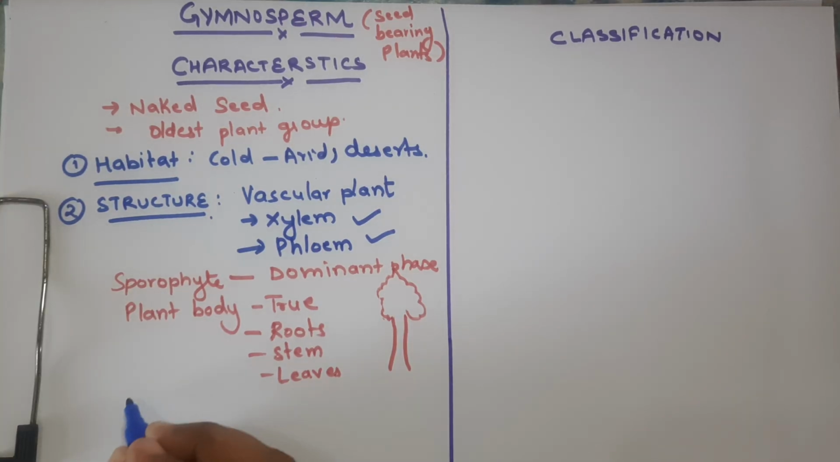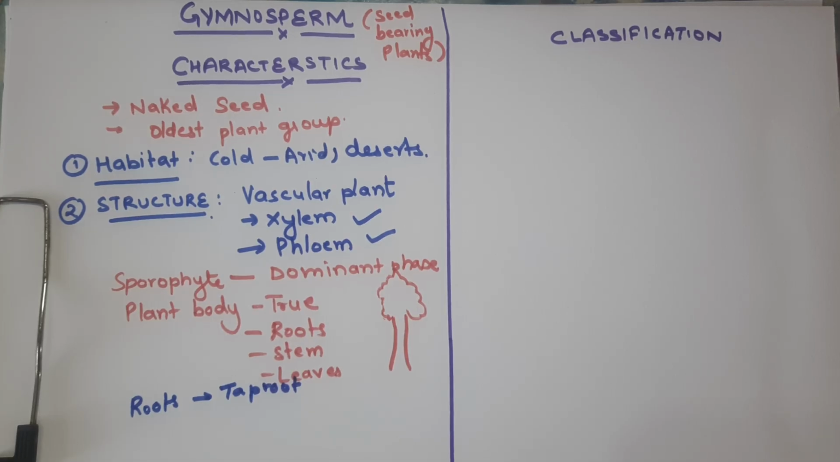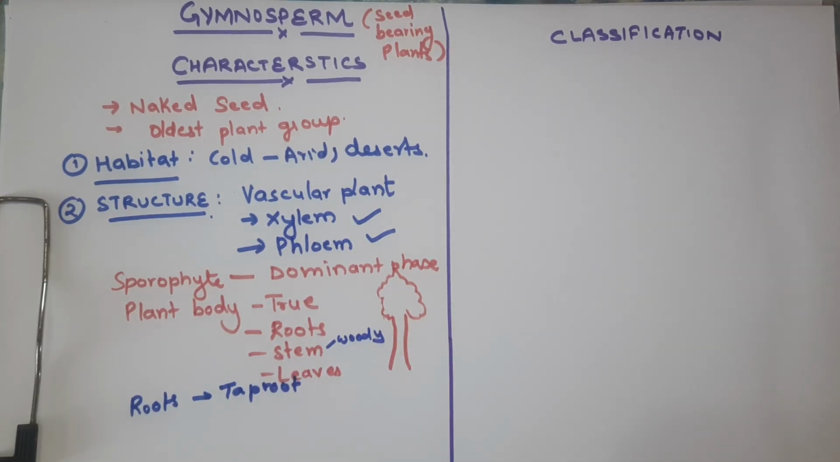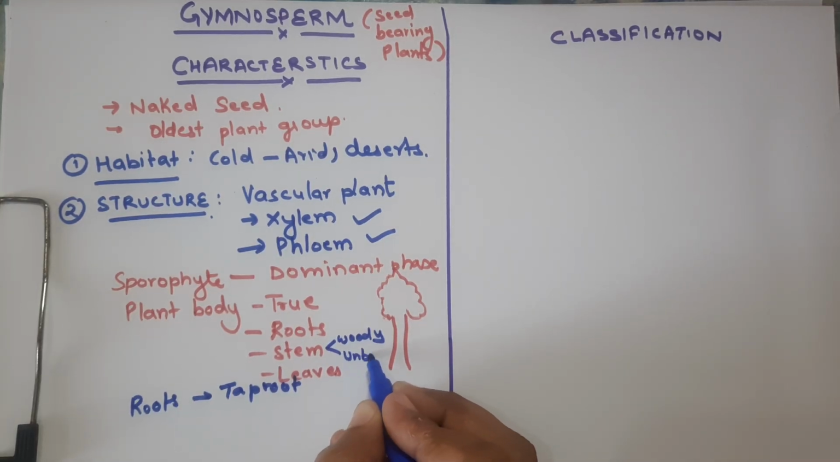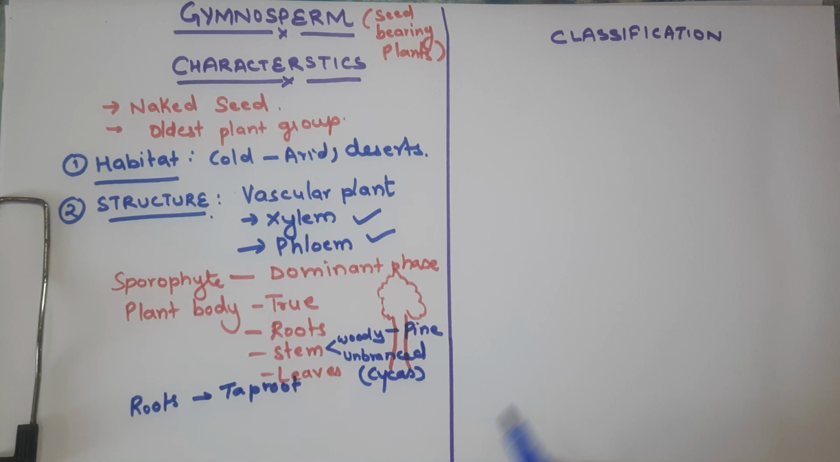If we talk about the roots, then the roots are taproots, and the roots can be in symbiotic relation. For example, coralloid roots in cycads have a symbiotic association with nitrogen fixing cyanobacteria. And if we talk about the stem, it can be woody, like the pine tree, or it can be unbranched, like cycas. So in cycas it is unbranched, and in the pine tree the stem is woody.